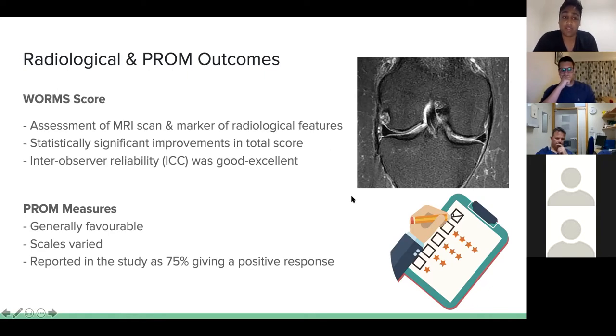And then we've also got patient reported outcome measures, and generally these were favorable. The scales that were used were slightly varied, but it was reported as the percentage giving a positive response, and this was 75%.